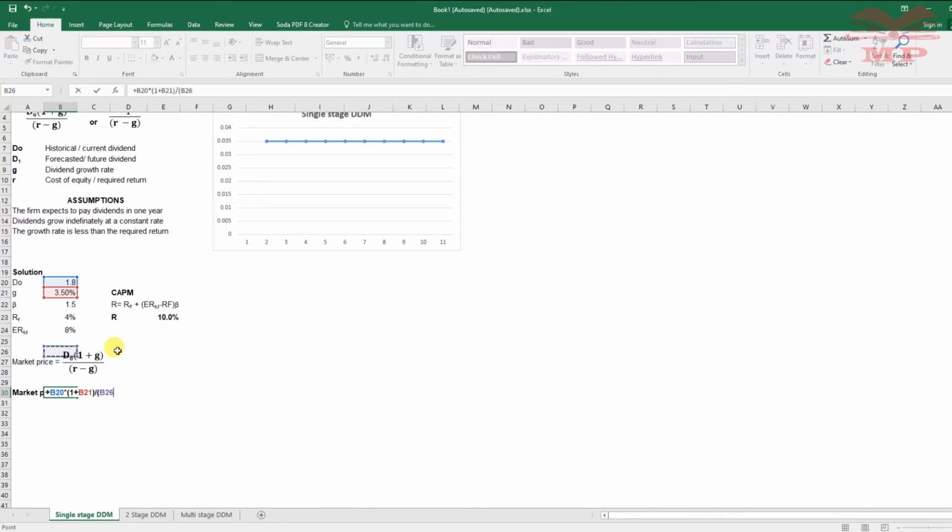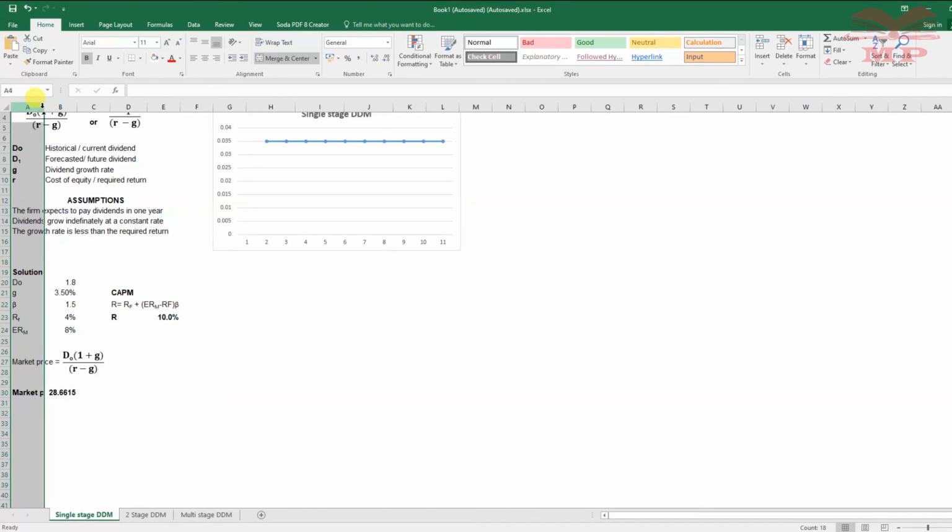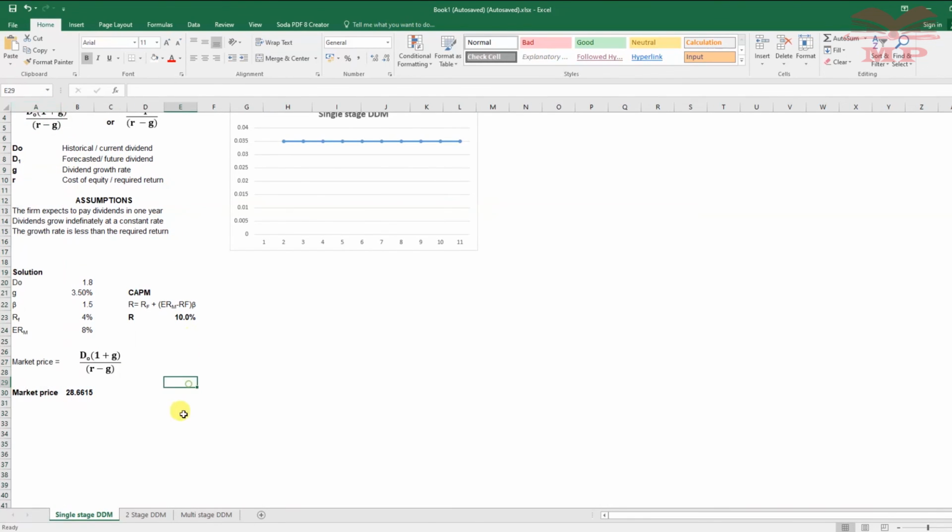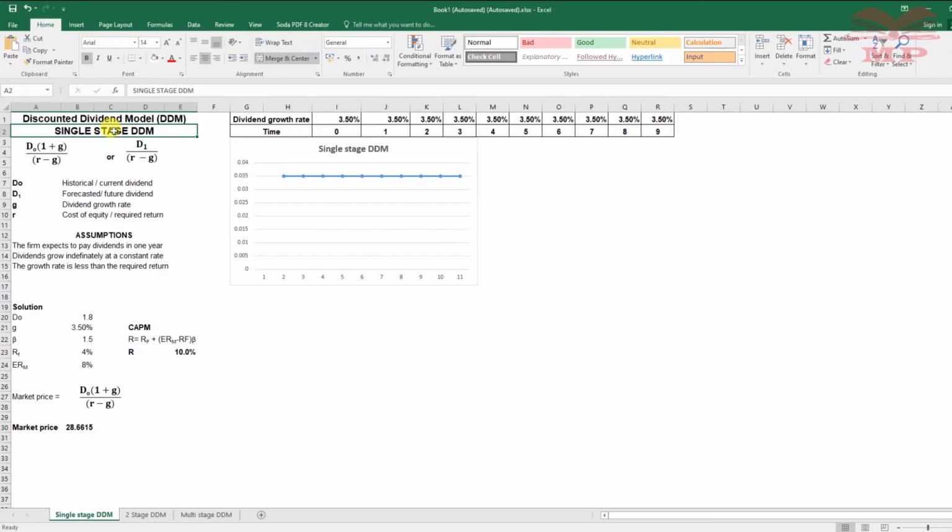Where's our R? Remember, we calculated it over here, and you can be able to convert it into percentage over here. First of all, R minus G. And our G is how much? 3.5%. So we close the brackets over there and we say equals 28.66. So this is what we can say as the market price over here. And this is the single stage DDM.